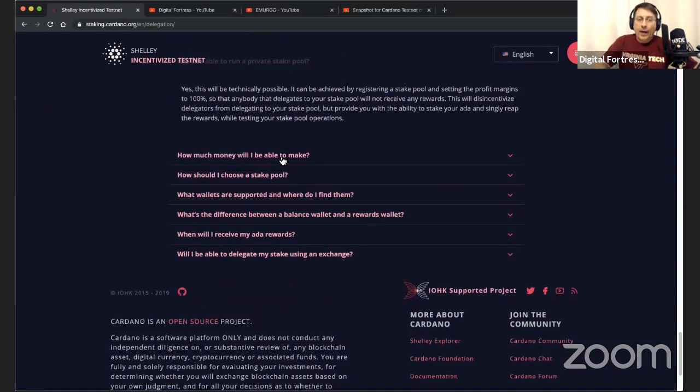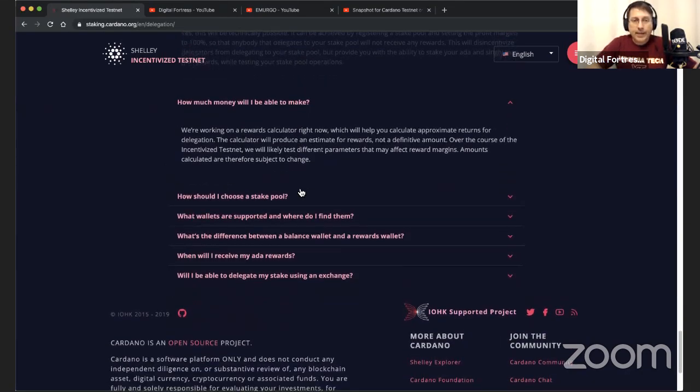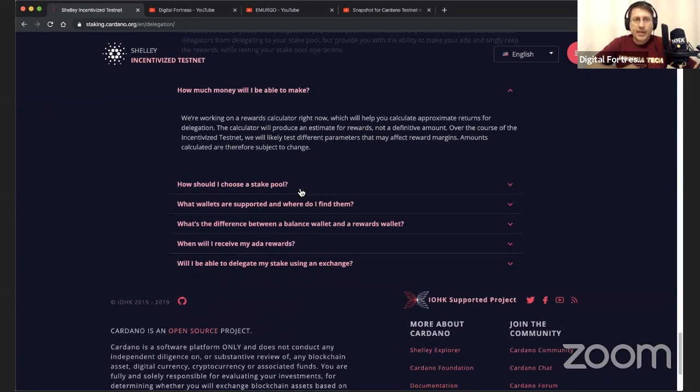How much money will I be able to make? This is a really good question. There's a calculator coming out that is going to be on this website. And they say, we're working on a rewards calculator right now, which will help you calculate approximate returns for delegation. The calculator will produce an estimate for rewards, not a definitive amount. Over the course of the incentivized testnet, we will likely test different parameters that may affect reward margins. Amounts calculated are therefore subject to change. This is a very important statement.